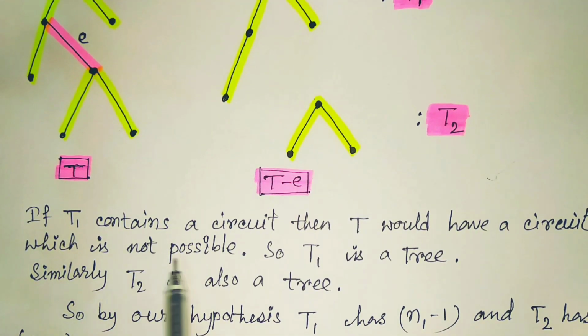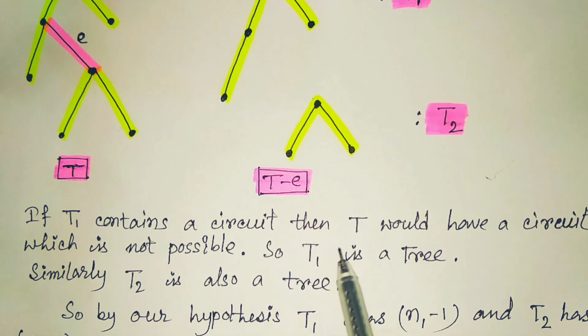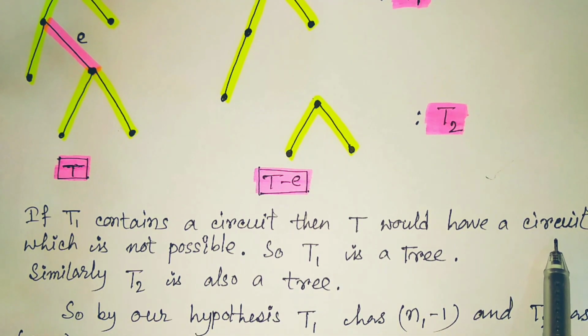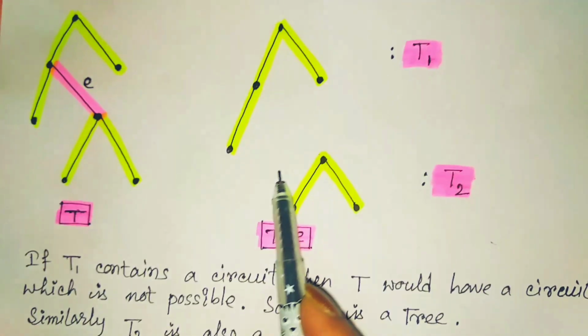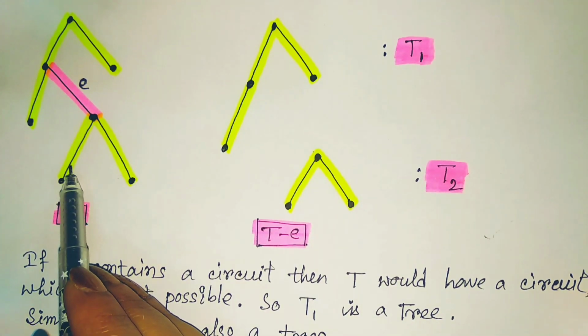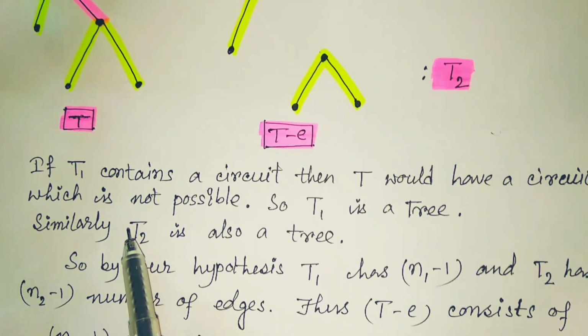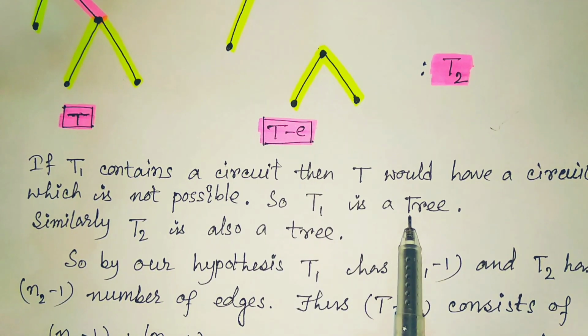Now if T1 contains a circuit, then T would have a circuit. It is very obvious. If T1 contains a circuit, then T definitely contains a circuit, which is not possible. So T1 is a tree.